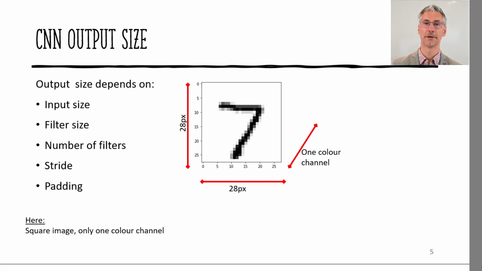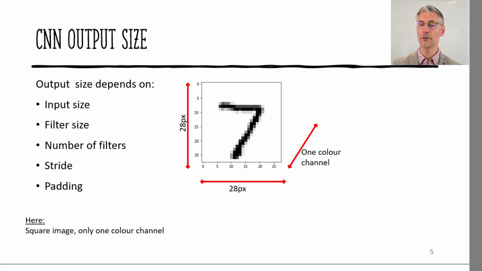So the output size depends, of course, on the input size. In our case here, we have 28 by 28 pixels. This is the dimension of the input image that we're dealing with. And of course, the filter size, if we have a large filter, it makes a difference as if we have a small filter. And of course, the number of filters that we use in a convolutional neural network layer. The stride, our step size, and whether or not we use padding.